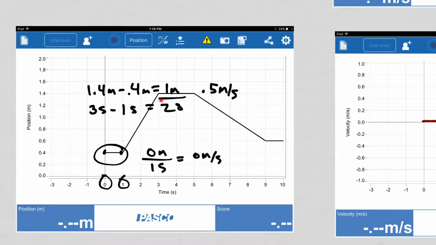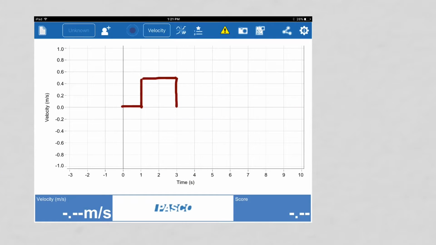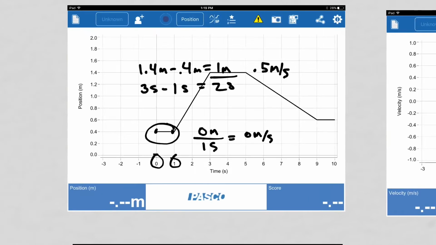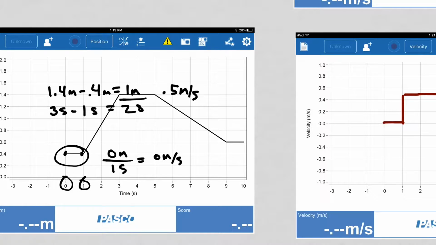And so we have, how long is this over for? 2 seconds. We're moving at 0 meters per second. And then between 5 and 9, over 4 seconds, we go from 0.4 to 0.6, which is 0.8. But the displacement, remember, is negative 0.8 meters divided by 4 seconds, which is equal to 0.2 meters per second. And negative 0.2 meters per second. Can't forget that negative, because we have a negative displacement.